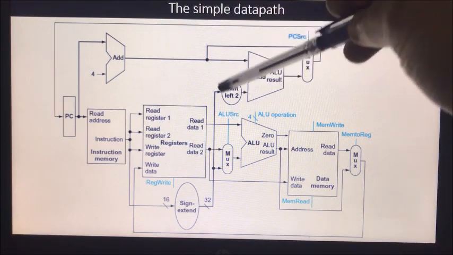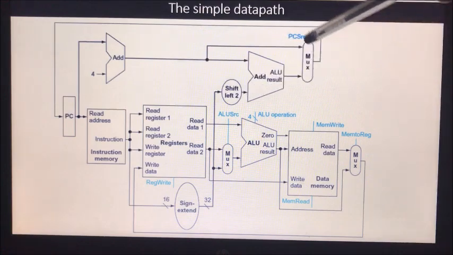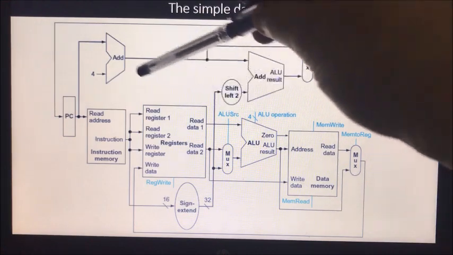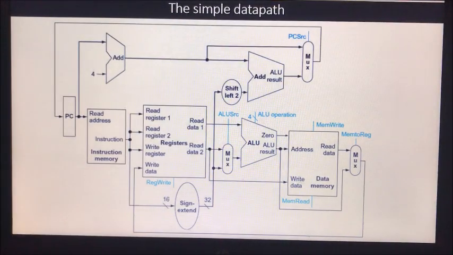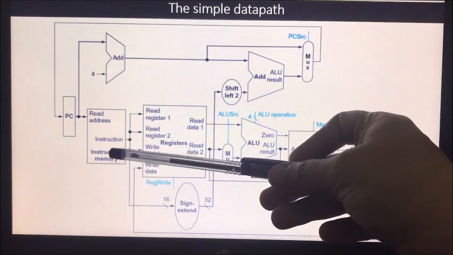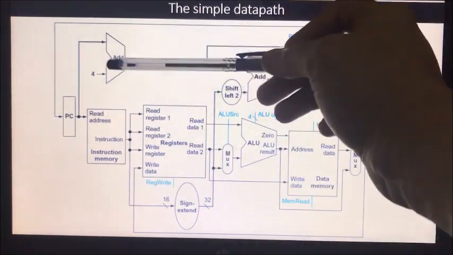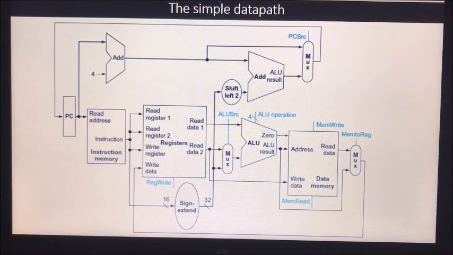So here, in this data path, the branch instruction is also included, which we have already designed. This part is used for the branch instruction to be calculated, and this is the part which we have seen in the case of fetching an instruction and also incrementing the PC. That is, if you can see here, the instruction memory is new, PC, adder, shift left 2, adder again, and the multiplexer here.